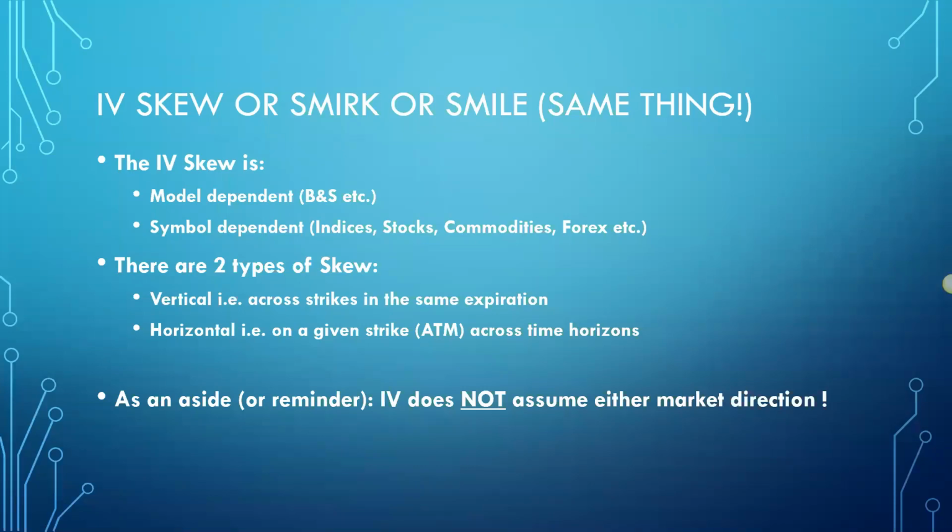And lastly, for this slide, even though we could assume that IV is directional, it is not. IV is the projection or the anticipation of volatility forward. We can question whether the model is correct or not, but in the model, IV is completely non-directional. So it assumes that there's as much chance the market will go up or down. It is very often a misconception that IV is directional. It is not.